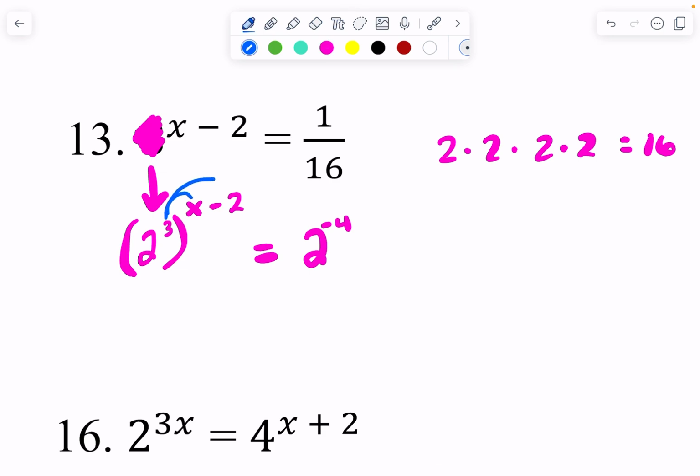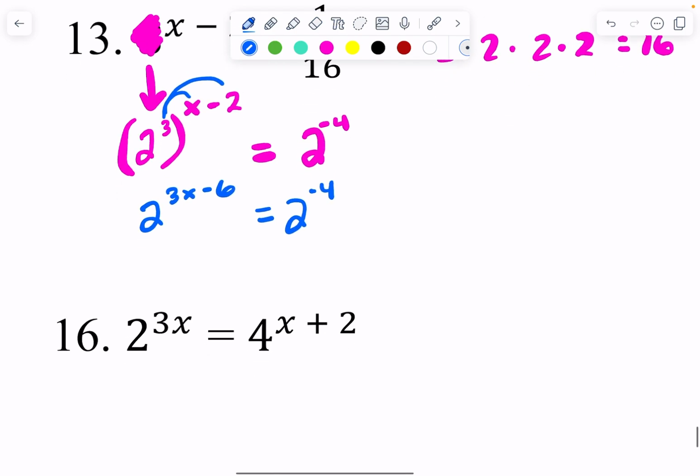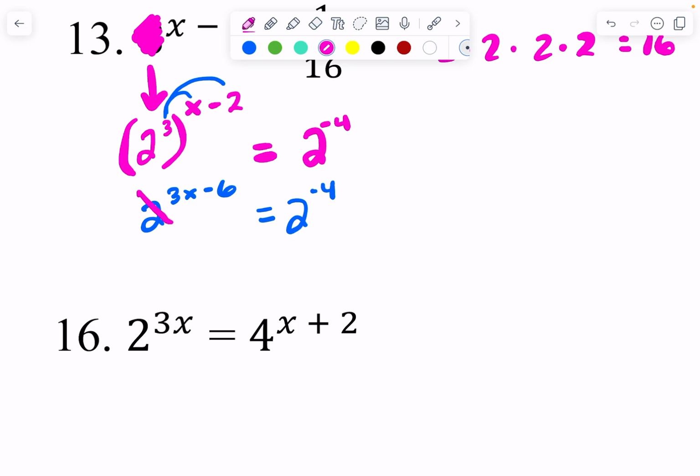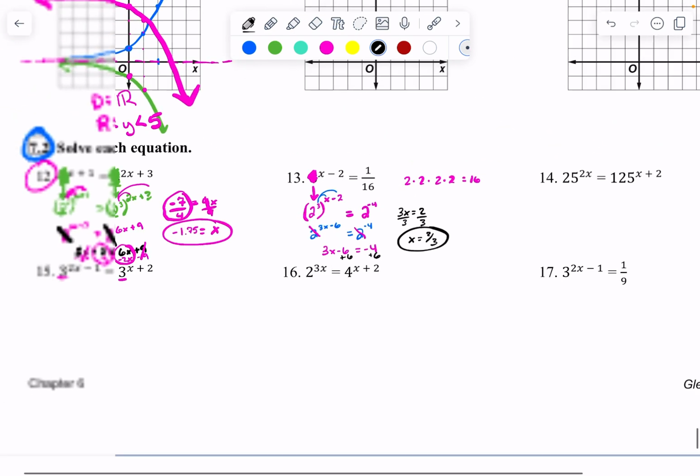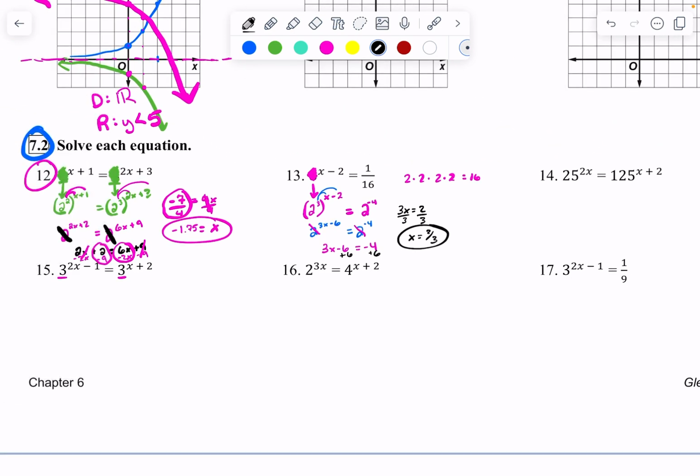I'm going to distribute my 3 through. So this is 2 to the 3x minus 6 equals 2 to the negative 4th power. Then I'm going to cross off my 2's. So I've got 3x minus 6 equals negative 4. This is not going to come out nice either. If I add the 6 over, 3x equals 2, and I divide by 3, and x is 2/3. Okay, there is that. So the other ones are going to be similar to that.